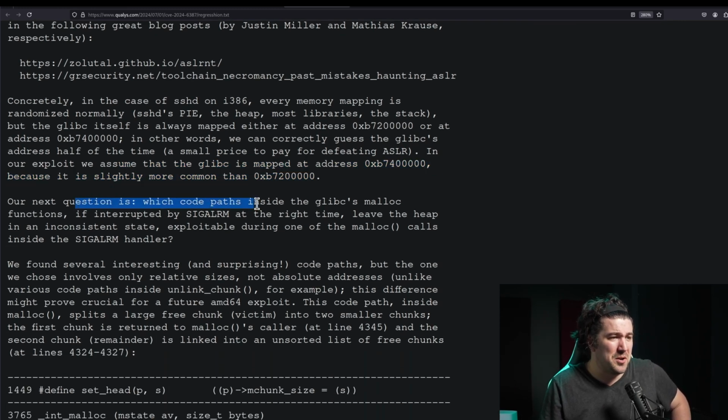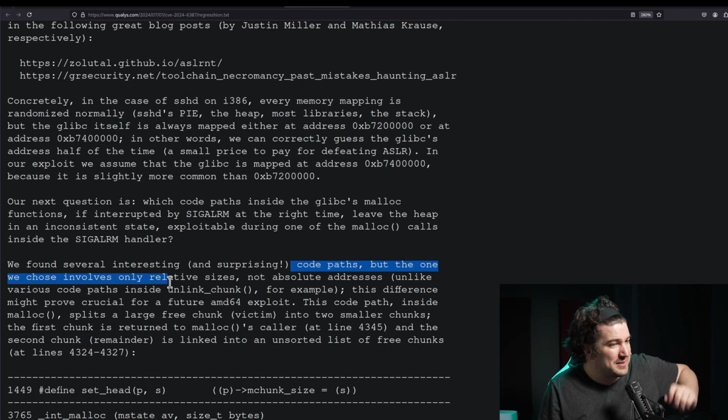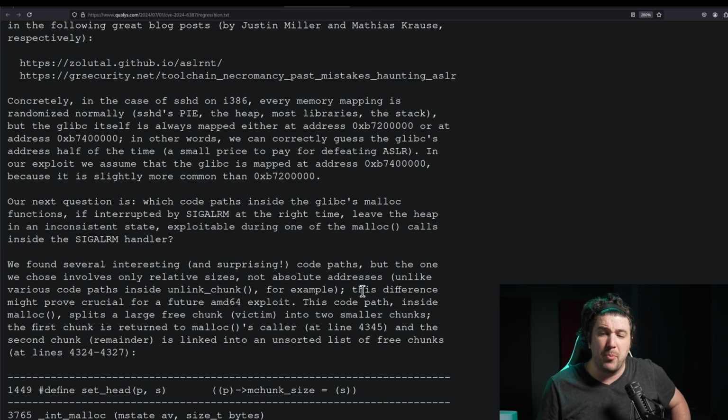Our next question: which code path inside glibc malloc functions, if interrupted by SIGALRM at the right time, leaves the heap in an inconsistent state, exploitable during one of the malloc calls inside the SIGALRM handler? We found several interesting and surprising code paths, but the one we chose involves only relative sizes, not absolute addresses, unlike various code paths inside unlink_chunk, for example. Probably depends on how and where the dynamic linker puts the libs in memory. I get that. I just don't understand why it would favor one. It seems to favor one like 60-40. Again, they don't give an exact number, but it seems like an odd thing to say it favors one, right?